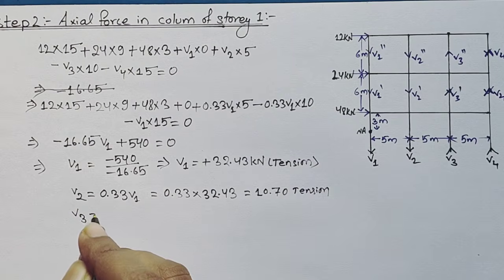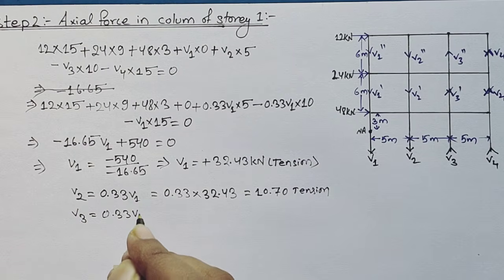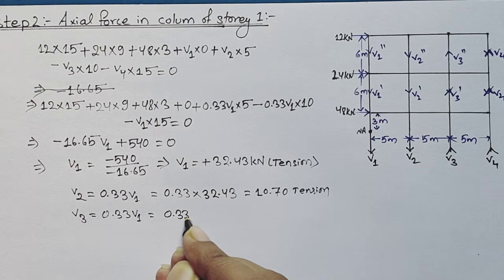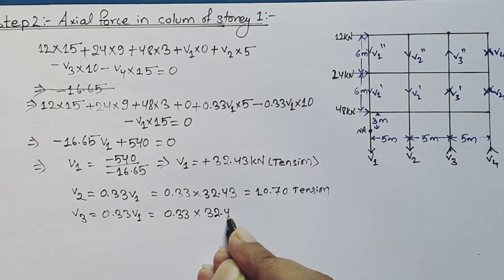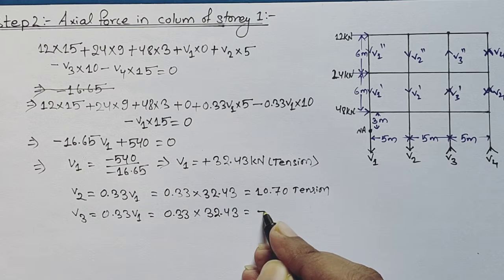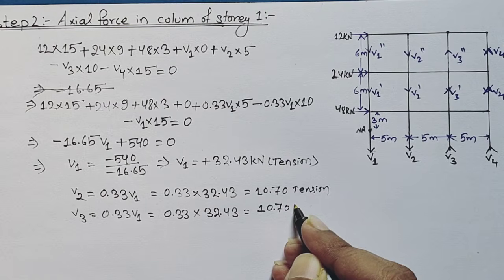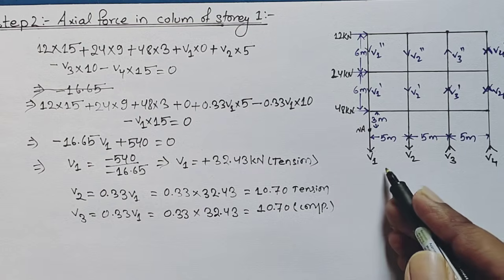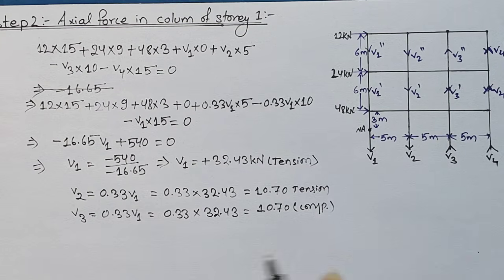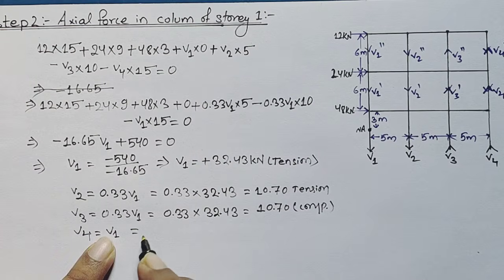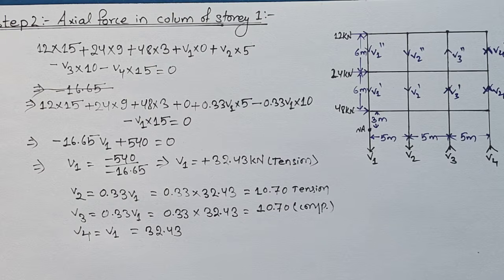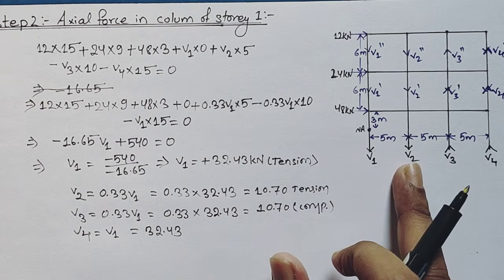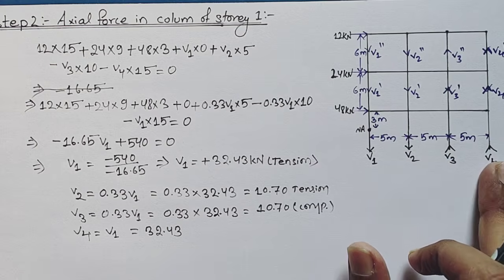Similarly, we have V3 equals 0.33 V1 equals 0.33 multiplied by 32.43. Then we will get here again 10.70, but this time it will be compressive because our V3 is of opposite nature to V1 and V2. V1 and V2 are tensile, so V3 and V4 will be compressive, and we have V4 equals V1. So V1, we have already calculated, that is 32.43.